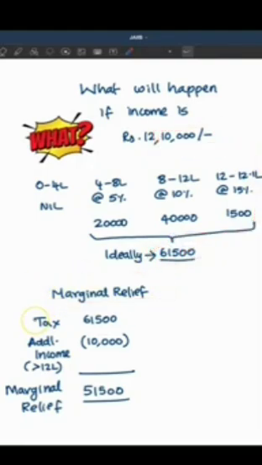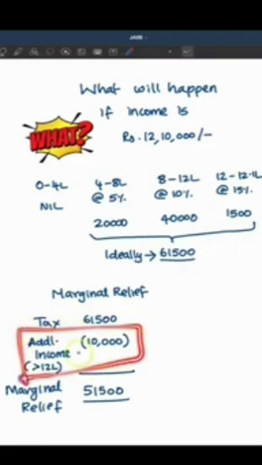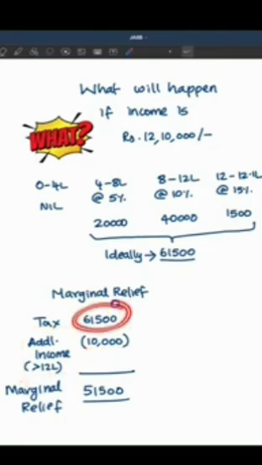So what the government will do is, they will compare the tax of 61,500 with the additional income, that is income earned over and above this 12 lakh. So in this case, income earned over and above 12 lakh is only 10,000. So for having earned 10,000 additional, he is now asked to pay 61,500, which is not fair. So this difference will be provided as marginal relief. So the difference is 61,500 minus 10,000, that is 51,500. Meaning if he is earning greater than 12 lakh, then the tax amount collected on that additional income should not exceed the additional income itself.